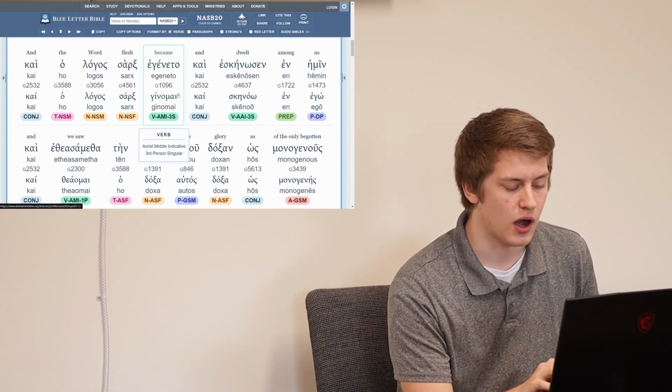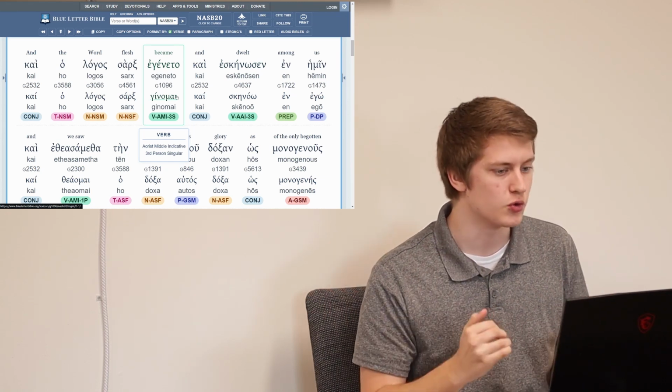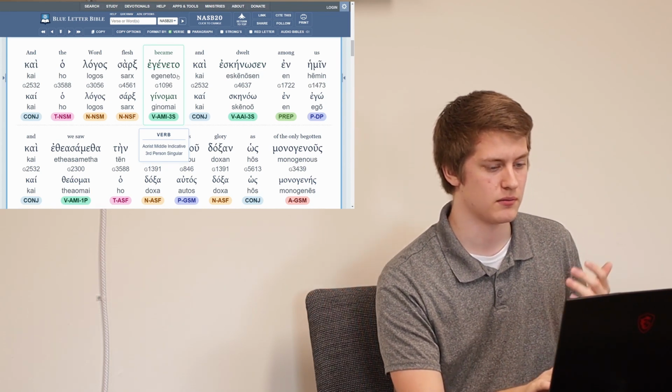But something to remember is ginomai. Actually, ginomai will pop up later. Ginomai is the root, the lexical form of the word used here to mean become.